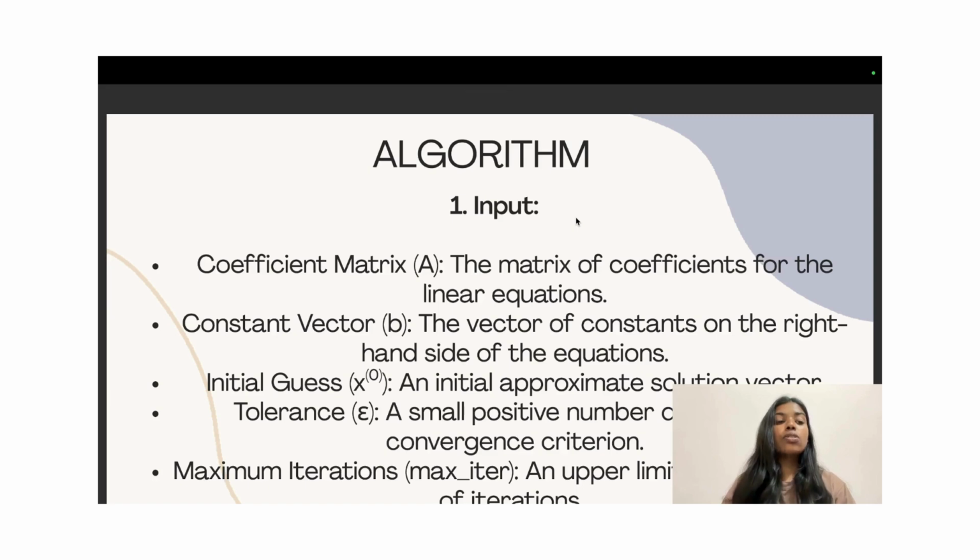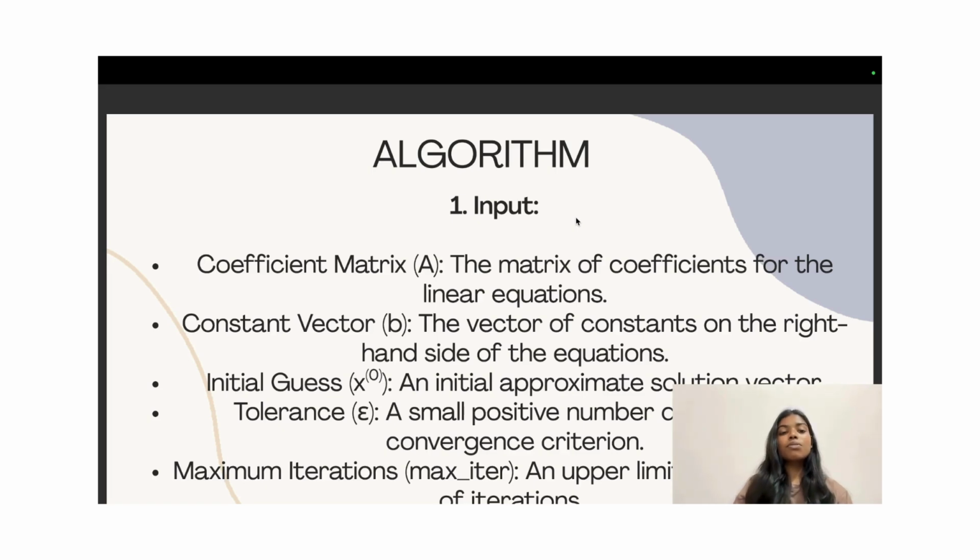Now let us discuss when to use it. The coefficient matrix A must ideally be diagonally dominant, that is, the absolute value of each diagonal element is greater than the sum of absolute values of the other elements in the row, or symmetric and positive definite. It is used when approximate solutions are acceptable and fast convergence is desired. Inputs required are first coefficient matrix A, second constant vector b, third initial guess x0, fourth tolerance, and fifth maximum iterations, which is represented by max_iter.